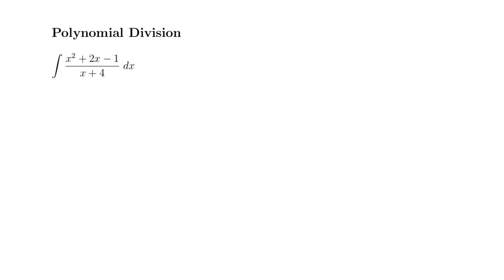What we're going to do is divide x squared plus 2x minus 1 by x plus 4, and the way that we're going to do it is we're going to factor. I'm going to force x squared plus 2x minus 1 to factor into something times x plus 4. So I'm going to make this be x plus 4 times something, divided by x plus 4. And the way I'm going to do this is I'm going to take this thing and factor.